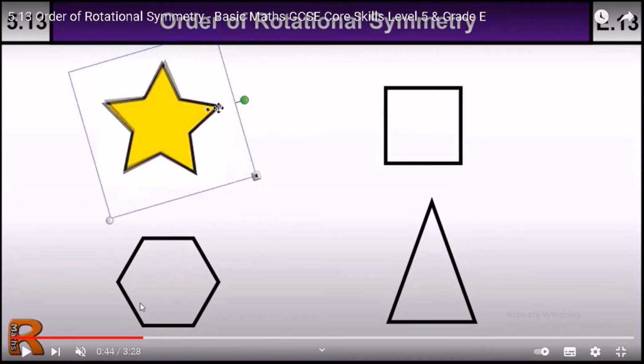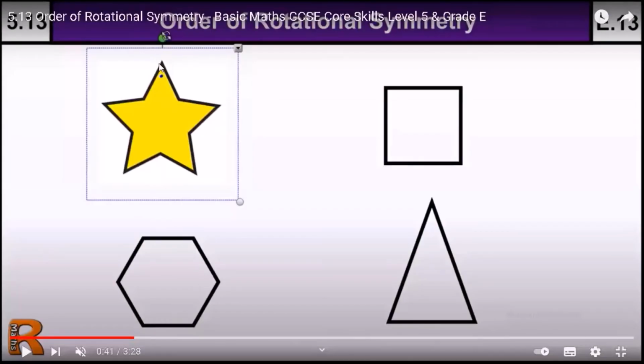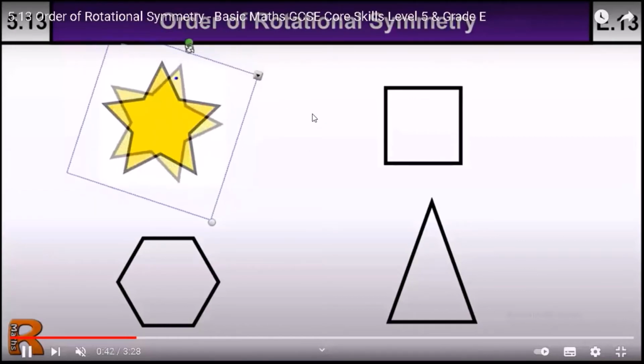What does this mean? It means that when you rotate the shape from its original point 360 degrees, as if around the whole circle, how many times will it fit into itself? How many times when you rotate it will it fit into itself? We'll see what this means. So again, he's going to rotate it now.